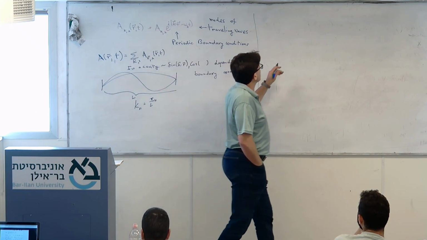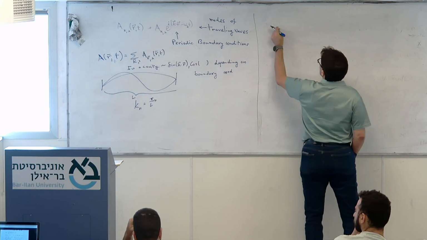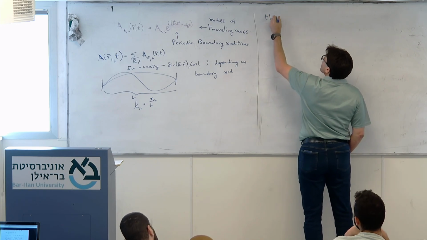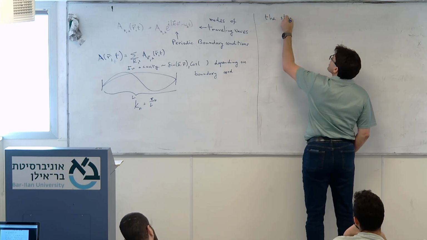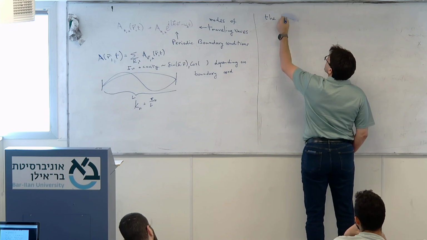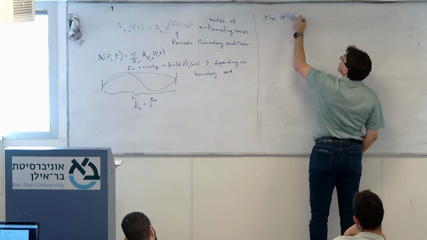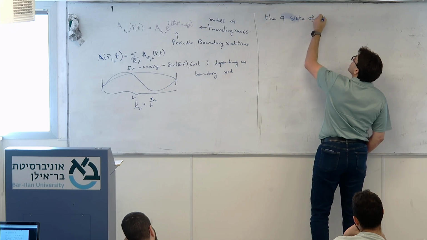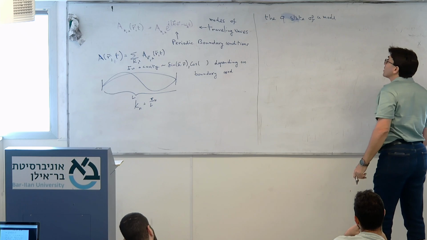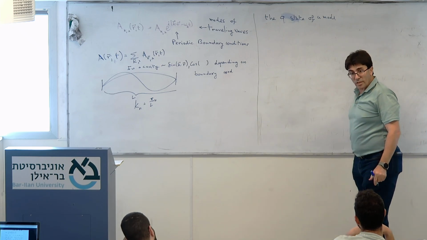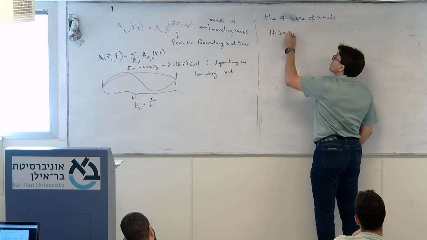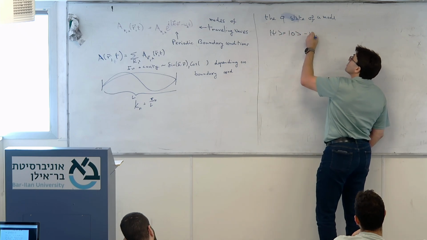So I want to say something about, first, the states, the quantum state of a mode. And we can start with the simplest quantum state of a mode. And that is to say, I can say that the state is vacuum.